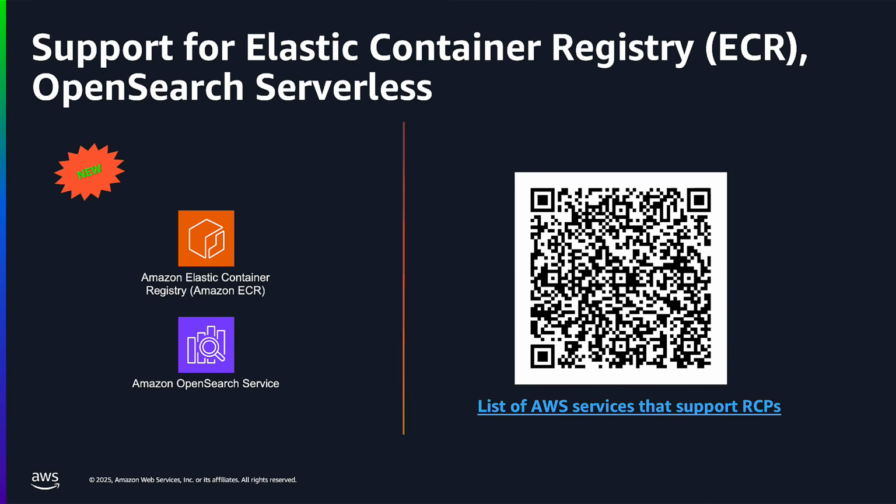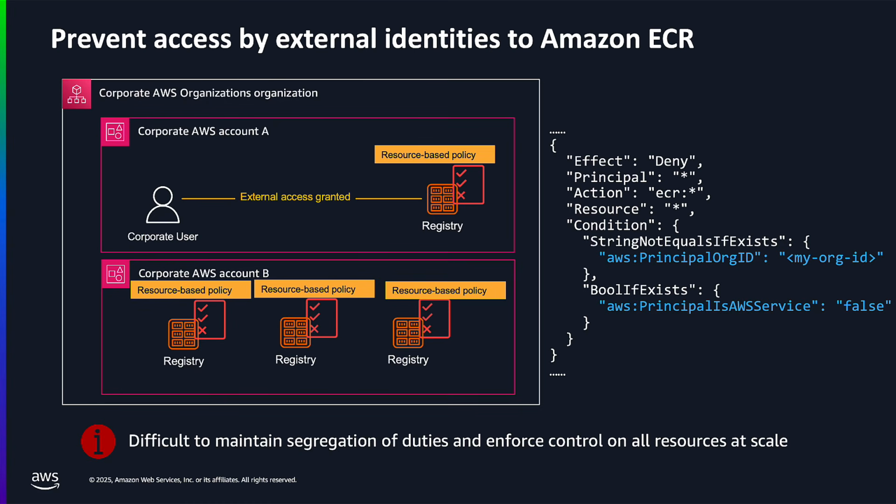Oh, and the good news keeps pouring in. Today, I'm also excited to announce the RCP support for Amazon Elastic Container Registry and Amazon OpenSearch Serverless services across all commercial and US GovCloud regions. For more information on the list of services that support RCP, please pause the video at this point and feel free to scan the QR code to learn more. Now let's take a look at some scenarios where you can use RCPs to apply organization-wide preventative controls across these two services.